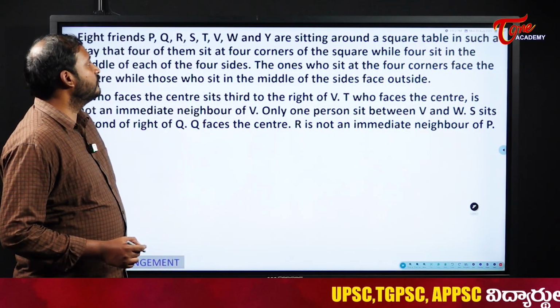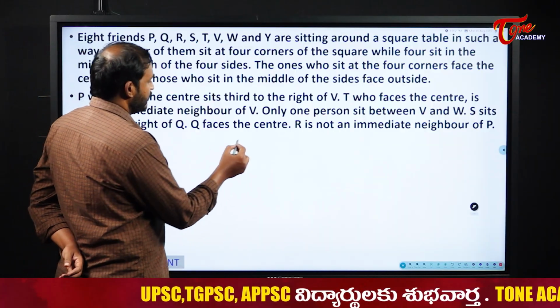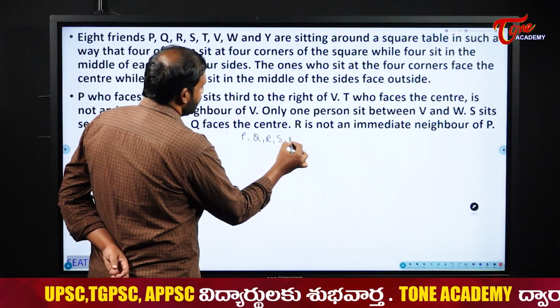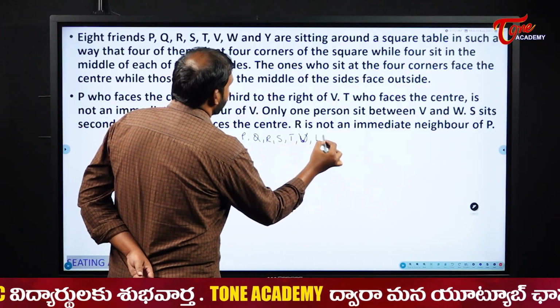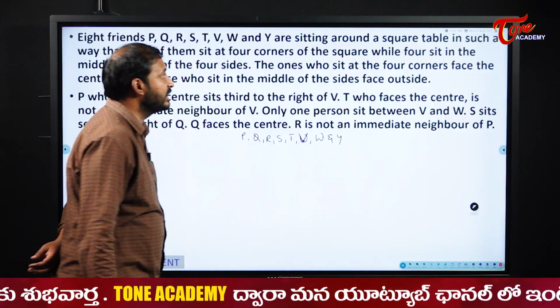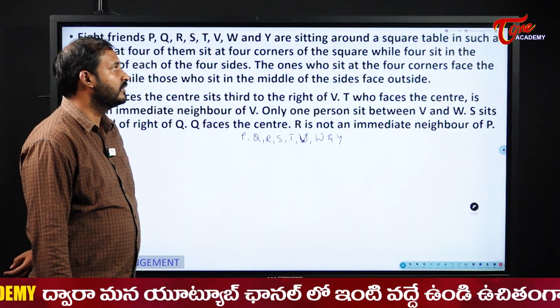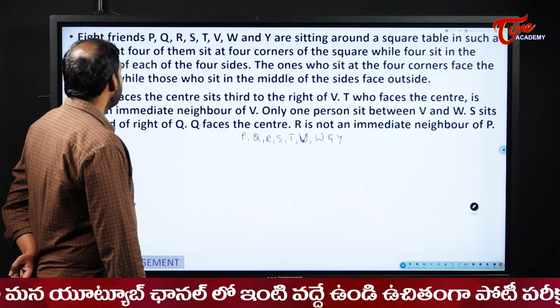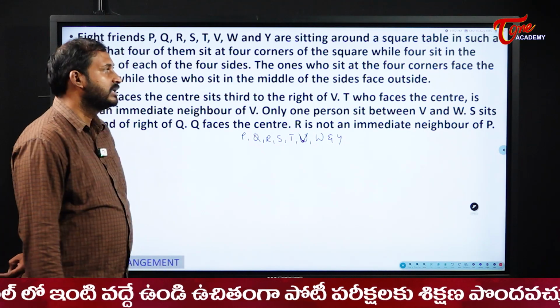P, Q, R, S, T, U, U is not there, T, V and W and Y. Eight people are sitting around a square table in such a way that four of them sit at four corners of the square, while four sit at the middle of each of the four sides. The ones who sit at the four corners face the center, while those in the middle face outside.